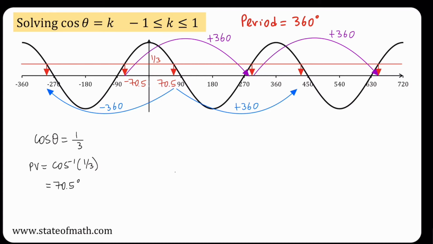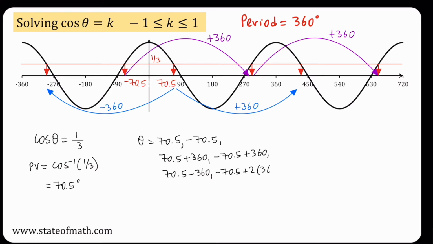So we can see that we've got solutions at 70.5. We've got a solution at minus 70.5. Then it's 70.5 plus 360 and minus 70.5 plus 360. And then it's 70.5 minus 360 and minus 70.5 plus 2 times 360, because I can add 2 periods, so 2 jumps of 360 degrees to get another solution.